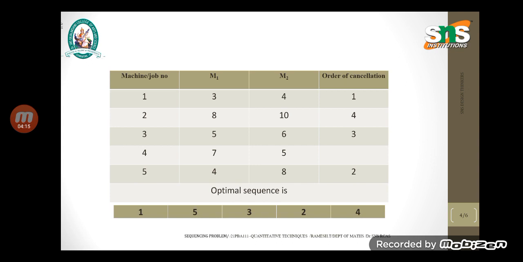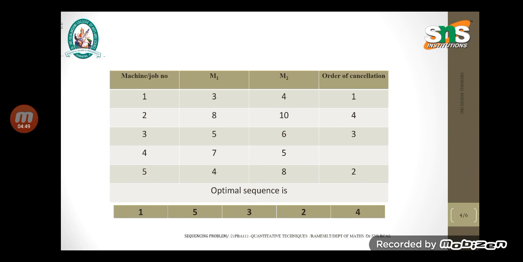On machine 1, 7 hours. The third job starts after 7 hours, and it completes with 7 plus 5, so 12 hours. But we can't take it on machine 2, because the fifth job is still running from before. After 15 hours, we start the next work. So 15 plus 6 is 21 hours, and likewise for all. Here the minimum total elapsed time is 36 hours.